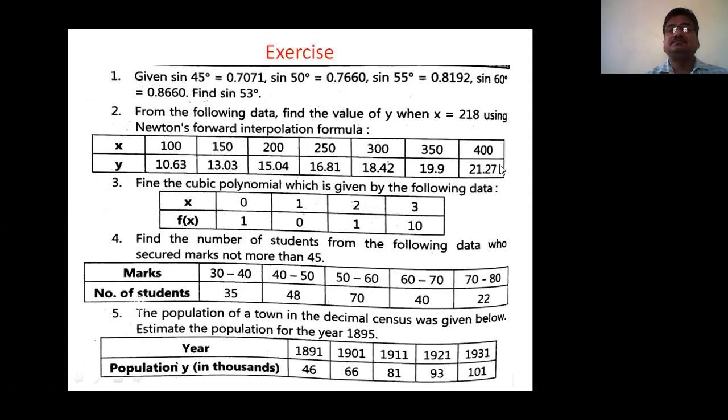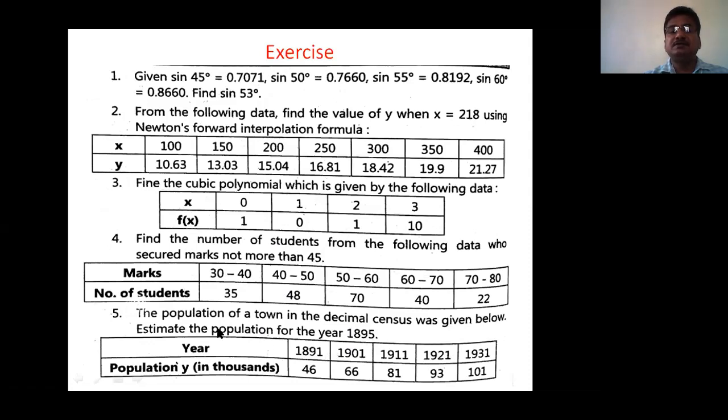Then prepare the forward difference table and write the general formula of Newton's forward interpolation formula, and substitute the values. We get the answer. The answers are also given. Similarly, this problem is a cubic polynomial. So use the same approach in this problem. Again, the same problem, where we have to find the value at 1895.